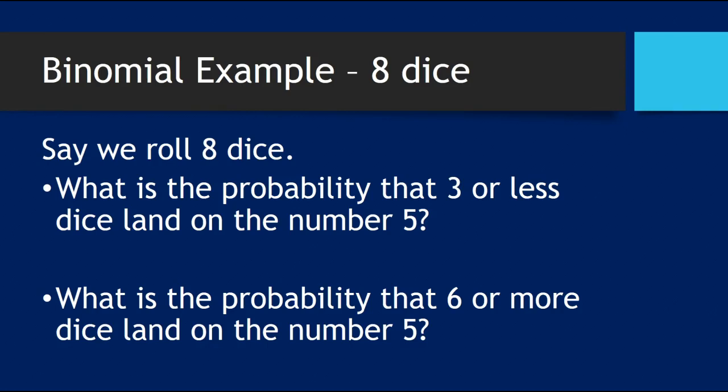So third question in this same experiment, again, we're rolling 8 dice. It says, what's the probability that 3 or less, probability that the number of successes is 3 or less. So 3 or less dice land on the number 5. What's the probability that 6 or more dice land on the number 5?